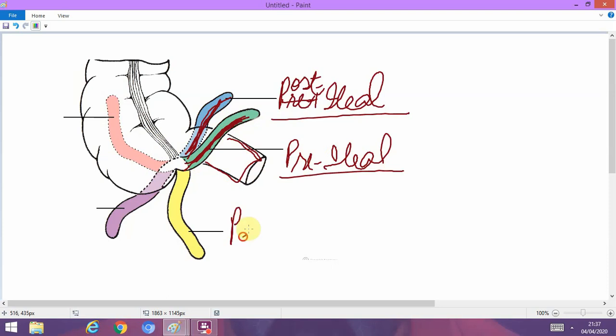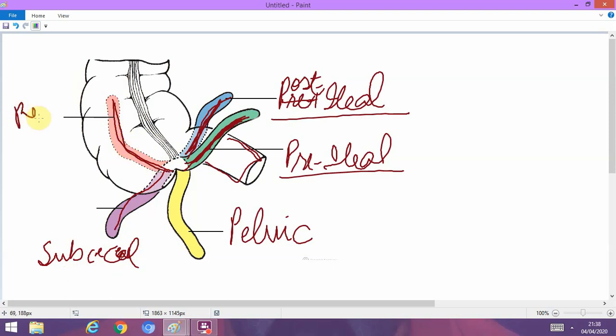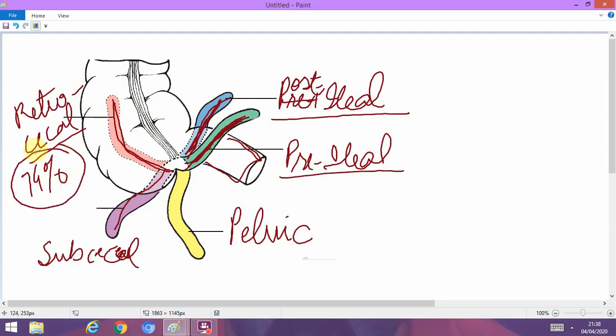This one here is the pelvic position. This here is the subcecal position, because it's lying under the cecum. Now the position that is behind the cecum is very important, and it is known as the retrocecal position. In most patients the appendix is retrocecal, about 74% of patients.